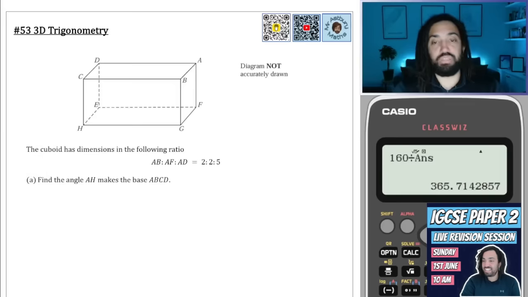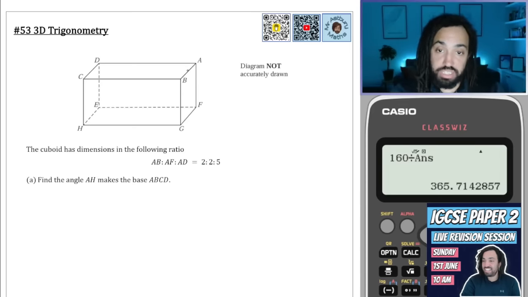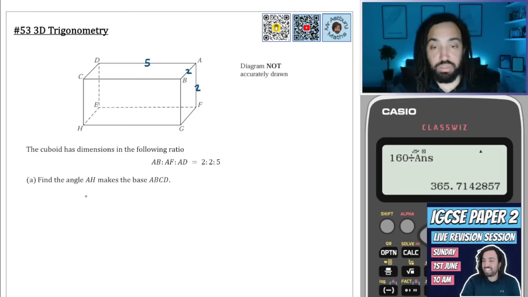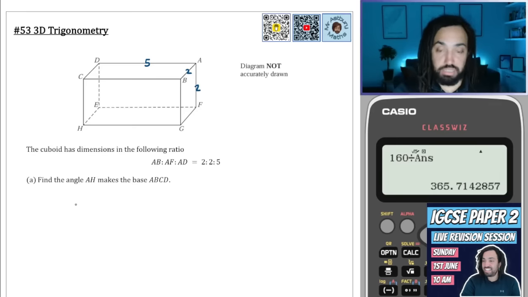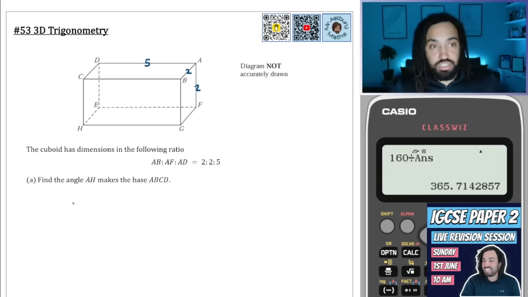Lovely. Okay, another tricky question. So we've got this ratio situation of all the dimensions. So we can just nominate this to be 2, this to be 2, and this to be 5. And because we're working out an angle, it doesn't really matter what the exact size of the sides are. All that matters is the proportions, which is correct because it fits the ratio which we've been told.